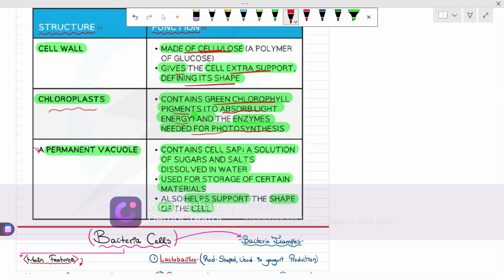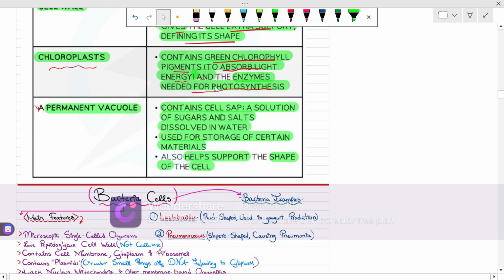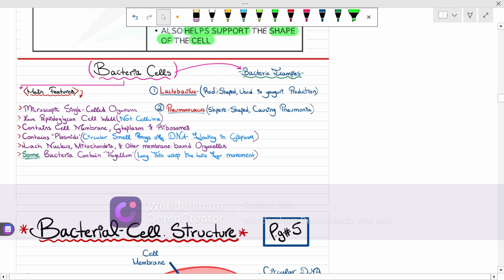And with that, we are done with animal and plant cells. Now let's move to bacterial cells. Let's take some main features of bacterial cells. These cells are quite different from animal and plant cells. The first main feature is that they are single-celled organisms, so they are unicellular, not multicellular like plants and animals.